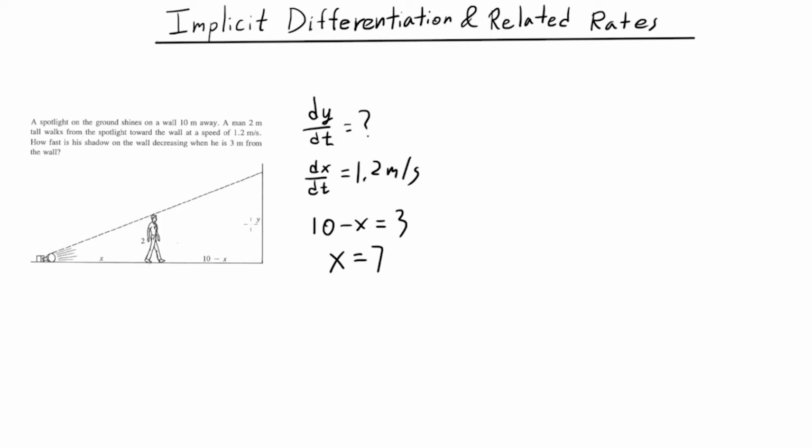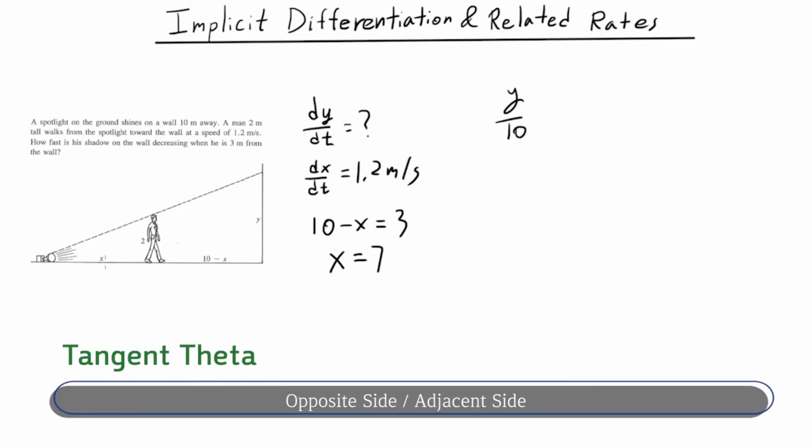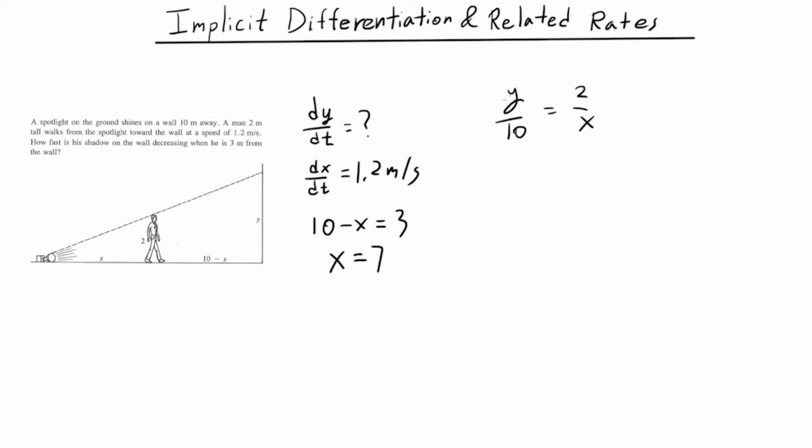Tangent of the bigger triangle is y over 10, and 2 over x will be the smaller triangle. And that's how it should be. Great. So now we have an equation. But before we move on, let's solve for y first. So y equals 20 over x.